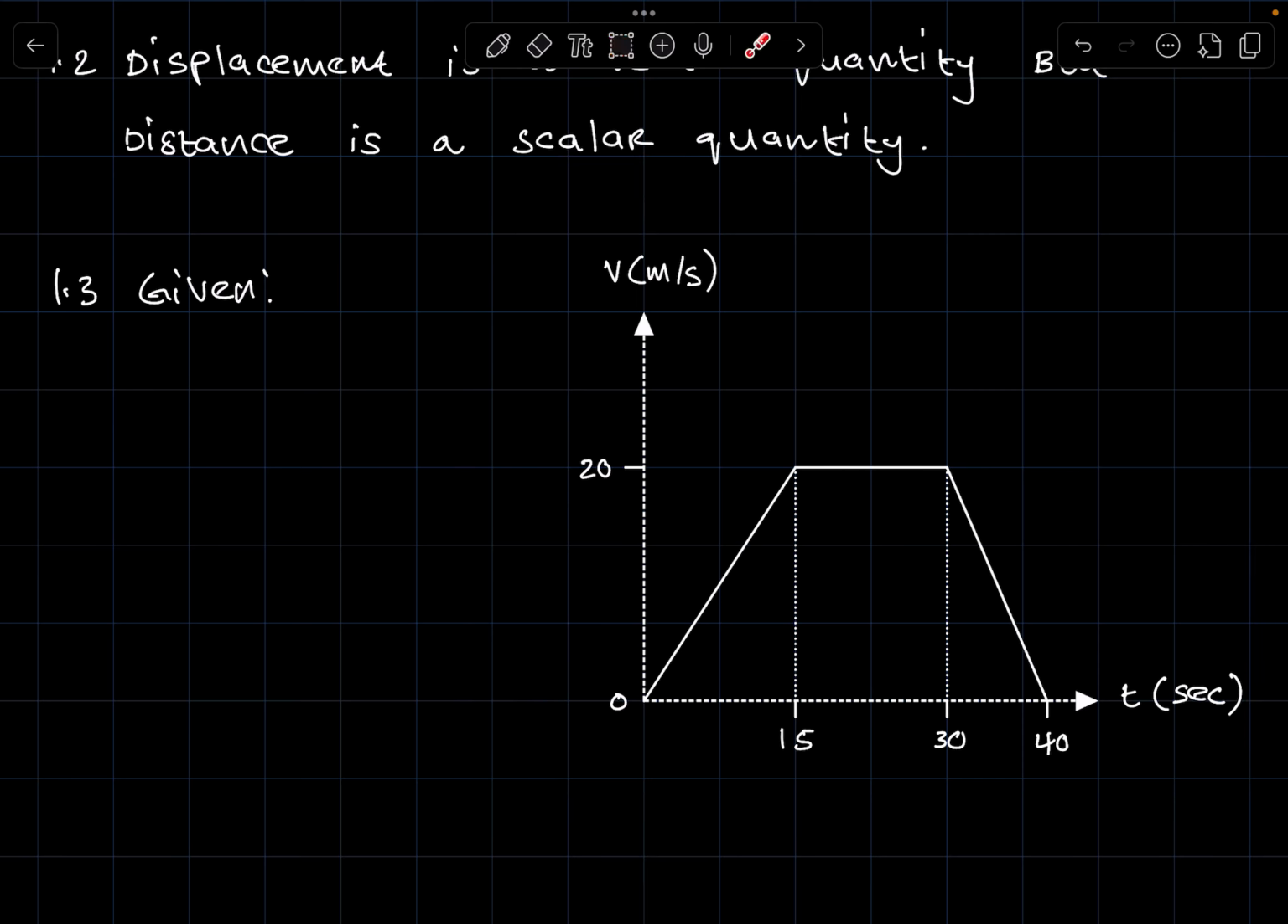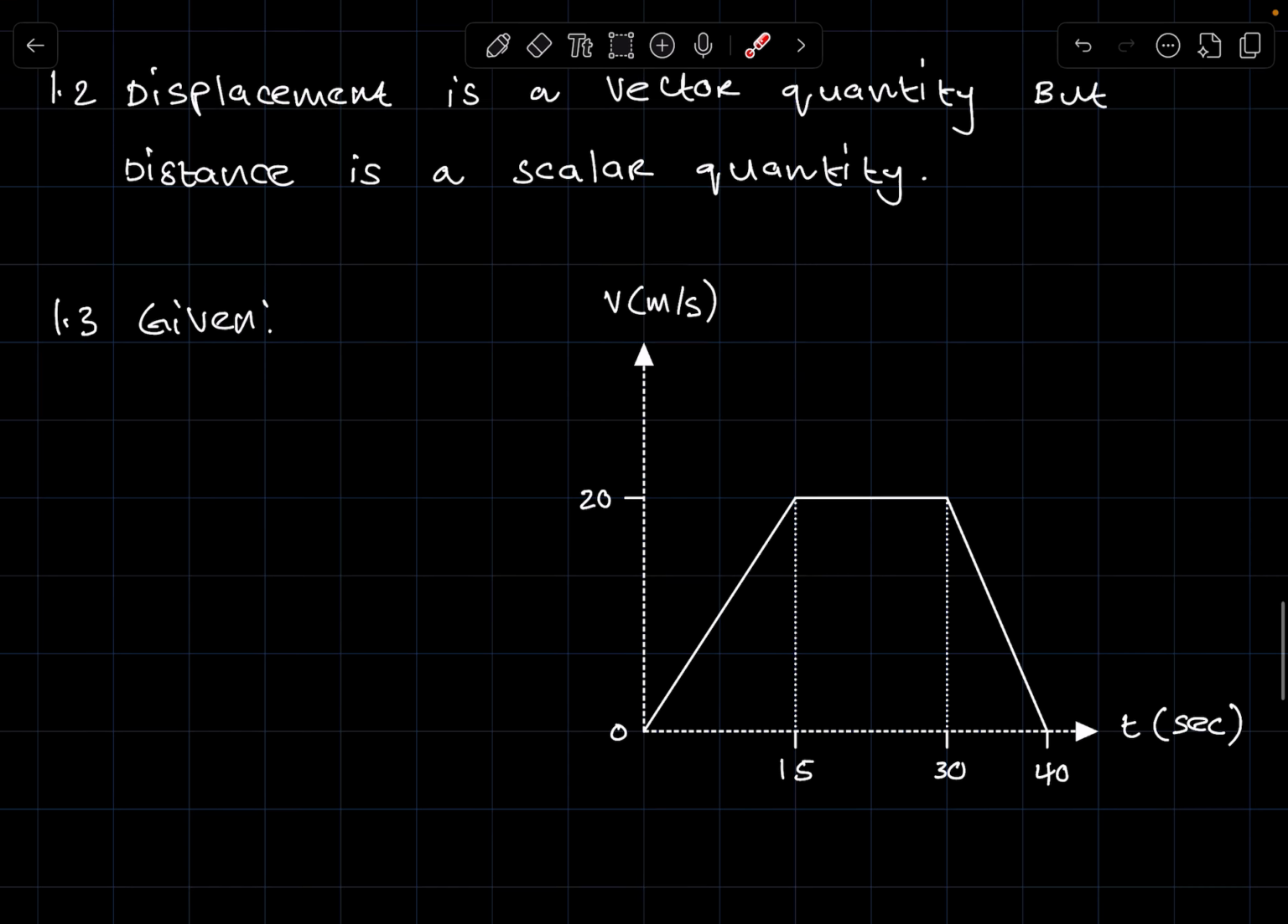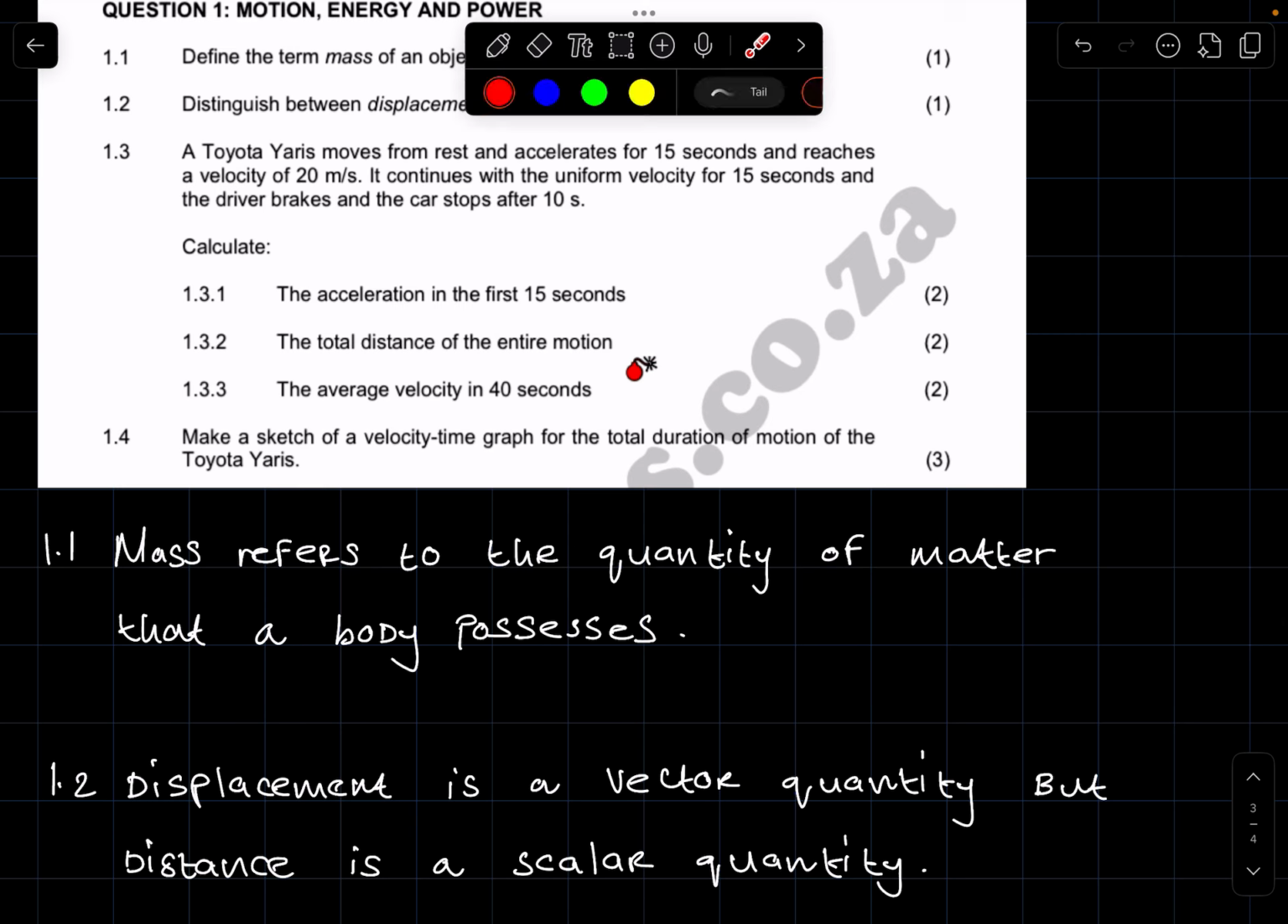As you should know by now, the velocity time graph has velocity in meters per second along the y-axis, and along the horizontal axis it is time in seconds. Now the statement said you have a Toyota Yaris which moves from rest, which is 0. So when they say it's moved from rest, it means it is moving from 0 and it accelerates for 15 seconds, and reaches a velocity of 20 meters per second.